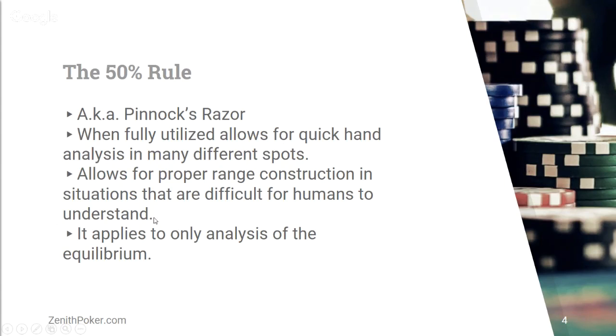So, for example, when your opponent bets very large on previous streets and then gives up with the opposition player, it's difficult for you to understand what to do with parts of your range. And so the 50% rule helps enlighten you on what you should be doing. And it applies strongly to the analysis of equilibrium. If you're trying to exploit people, then it also helps to know the 50% rule, because it will allow you to see where your opponents are deviating from equilibrium.